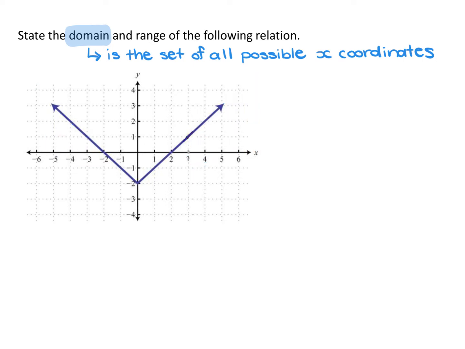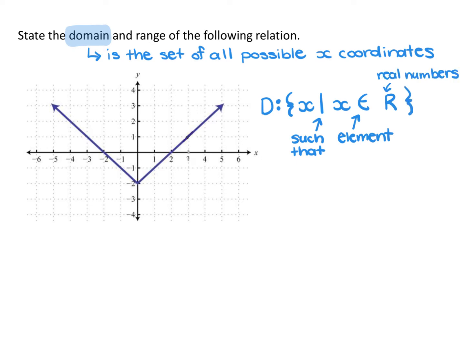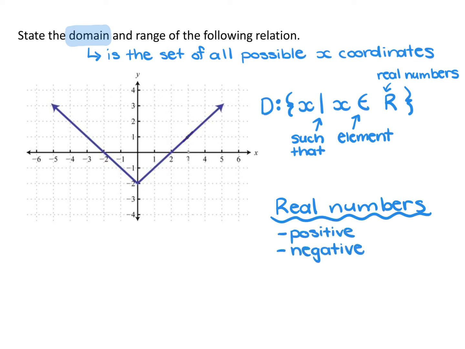Now, because it's going to hit all the negatives, we're going to write it this way. We're going to write D for domain and colon and draw that funky little bracket, x and a line. And this line basically means such that. So x such that x is an element, so the E stands for element. So x is an element of real numbers. That's what the R stands for. And close the bracket. Now you might be wondering, what are real numbers? Well, they're positives, they're negatives, and they are decimals and fractions. So real numbers basically counts all the numbers.